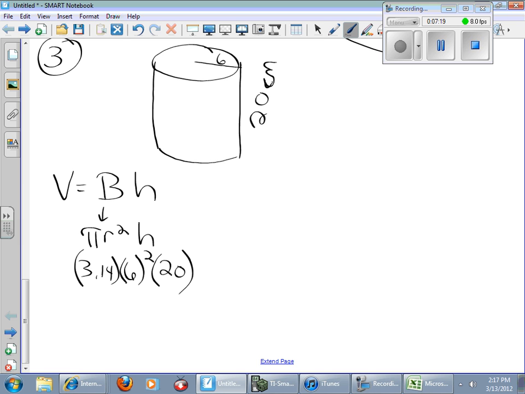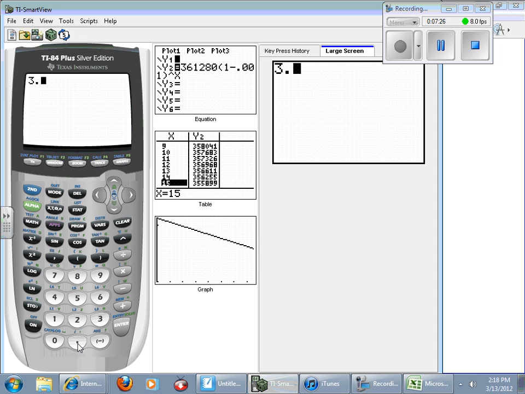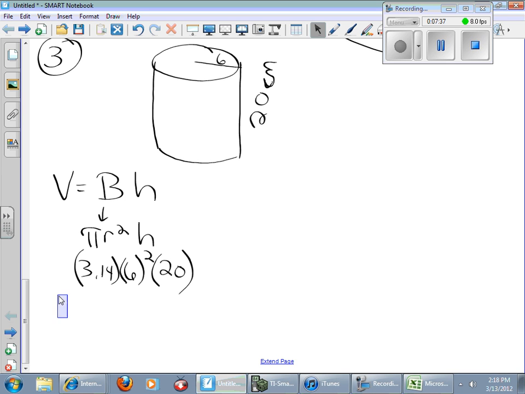All right, let's go with 3.14 times 6 squared times 20. And I end up with 2,260 and 8/10. So the volume ends up being 2,260 and 8/10. And that would be centimeters cubed because I'm in volume.